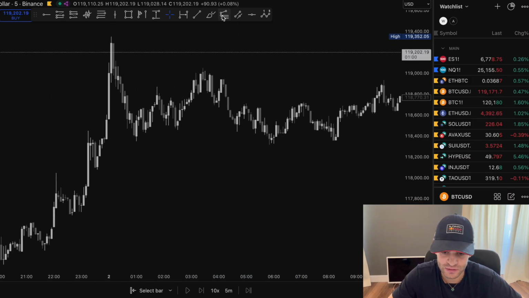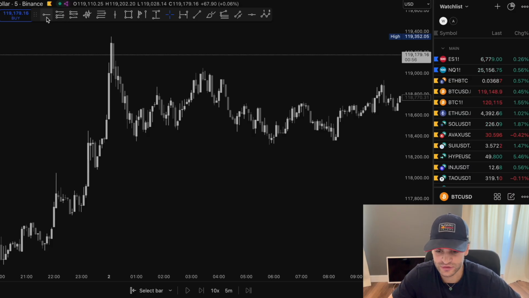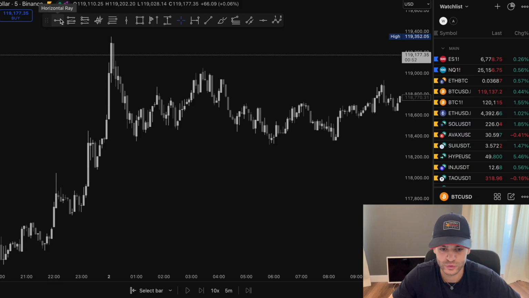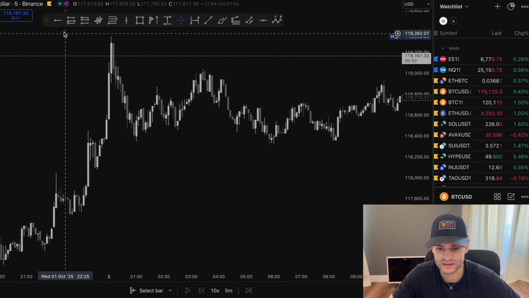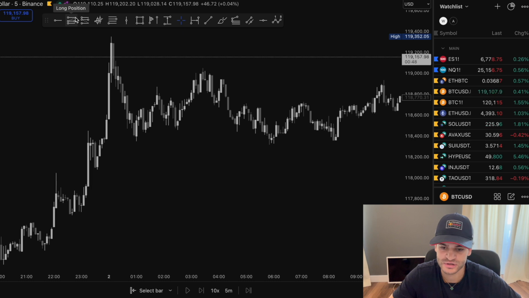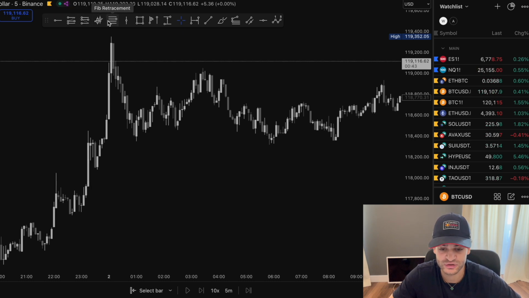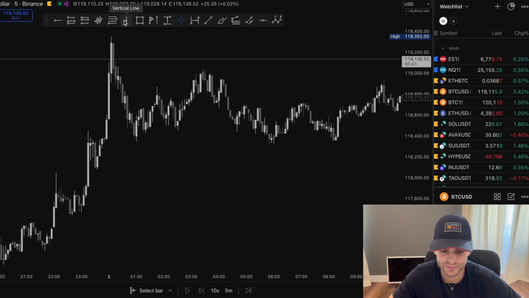Also, another thing that I wanted to mention is that for ranges, for example, such as this one, you can use, I'll give you the first tool. By the way, I will give you all the tools now. So what you want to have in your TradingView tool list is horizontal ray, long position, short position, anchored VWAP, Fibonacci retracement. You don't need this.